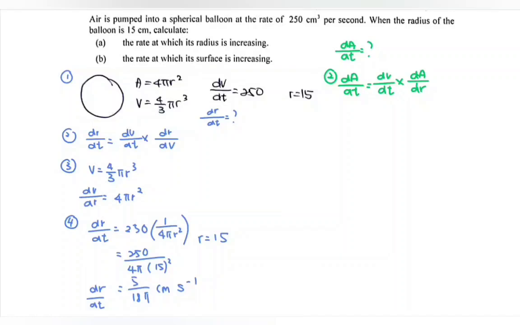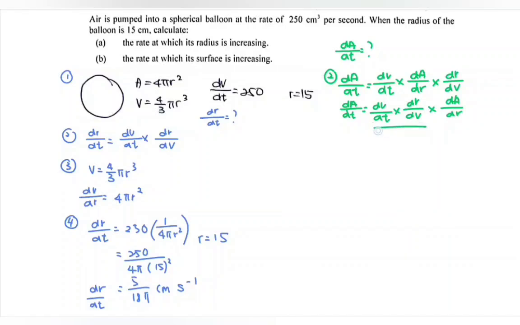So referring to the chain rule, we notice that we already have the dA, but we need to eliminate the dV and also the dr. So here we have the dr, and here we have the dV, in order to have dA/dt. So kindly rewrite: dA/dt equals dV/dt multiplied with dr/dV, and then multiplied with dA/dr.